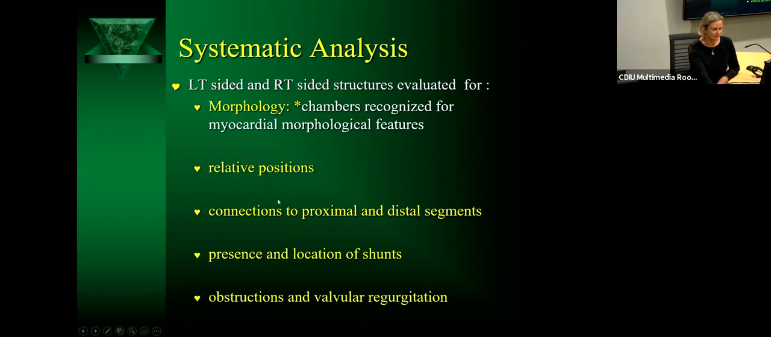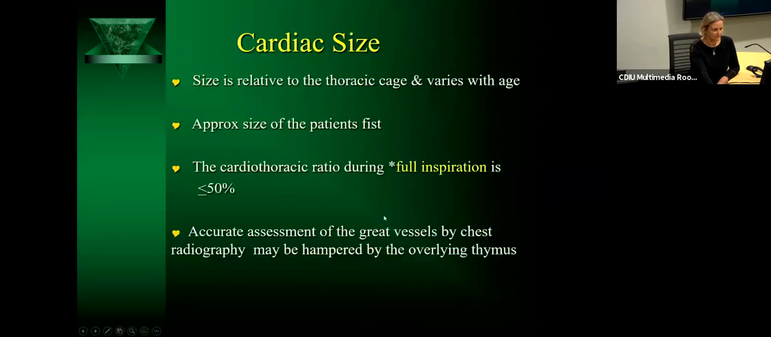The relative positions to each other, the connections to the proximal and distal segments, and the presence of any location of shunts. So do they have an ASD, a PDA, AVSD, or VSD? And then any obstructions or valvular regurgitation. So what is the morphology of the valves?